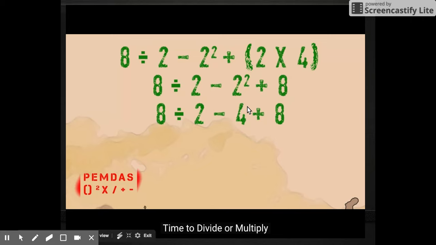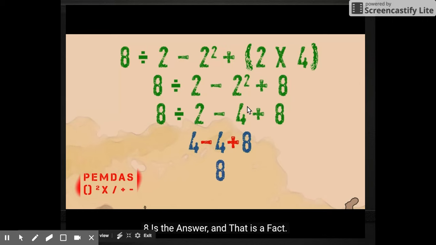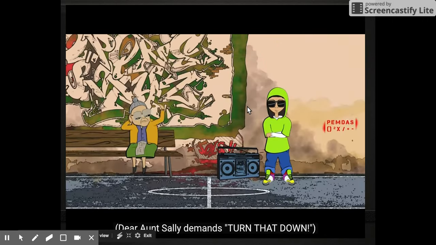before. Time, goodbye, or multiply. Let's see what we got. Take a look in the signs. Divide the 8 by the 2. The quotient's 4. You're almost through. Finally, time to add or subtract. Good answer, that's a fact.